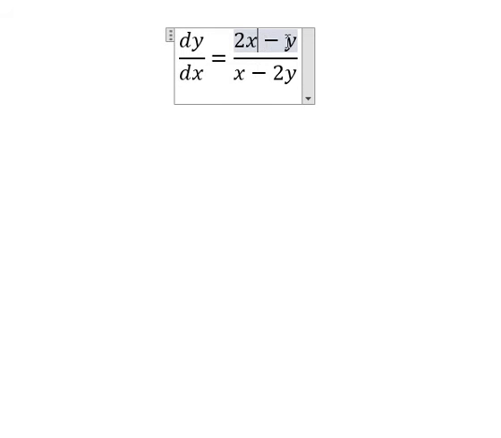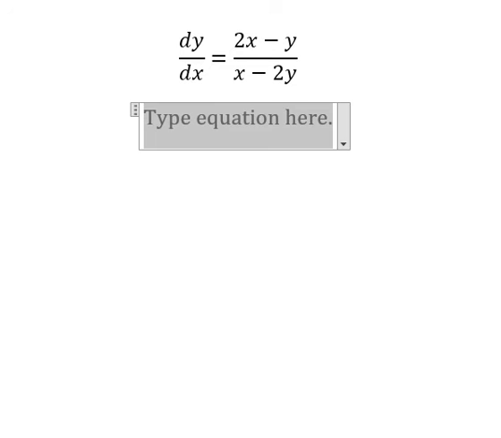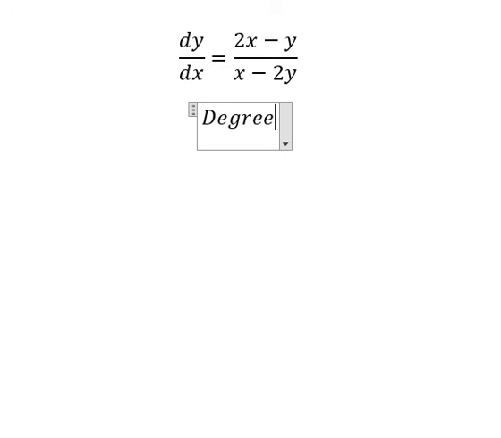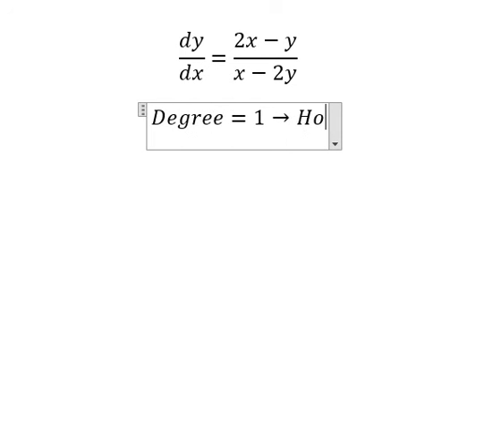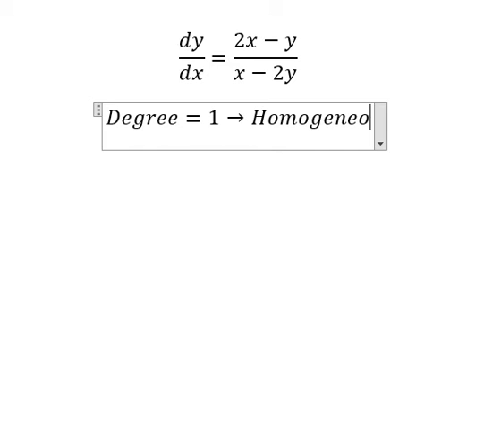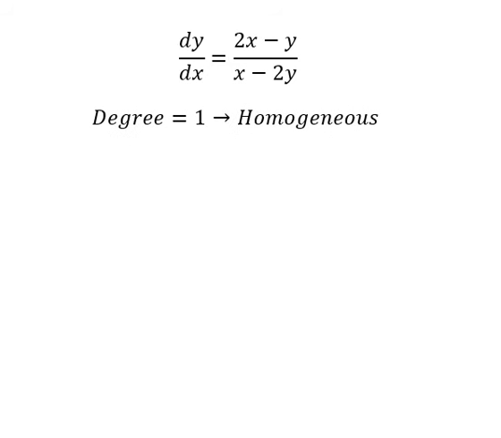We have x, y, x, y. So number 1 divide by number 1. So we have the root number 1. So this is about homogeneous. So I will put y equals vx.